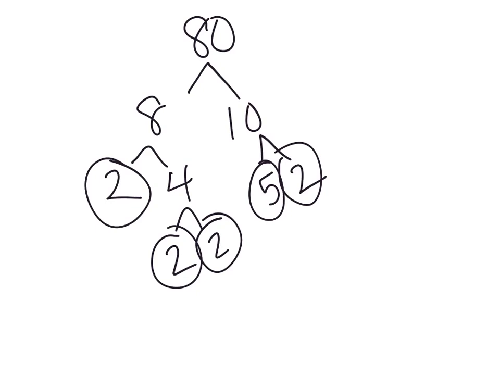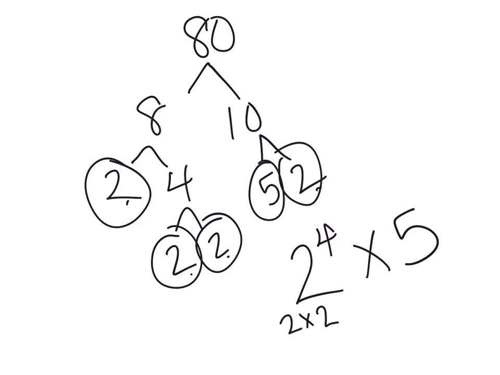Now you need to show them with exponents. So I have 2 times 5. How many 2's do I have? 1, 2, 3, 4. So 2 to the 4th power times 5. The same way to show that is 2 times 2 times 2 times 2 times 5.